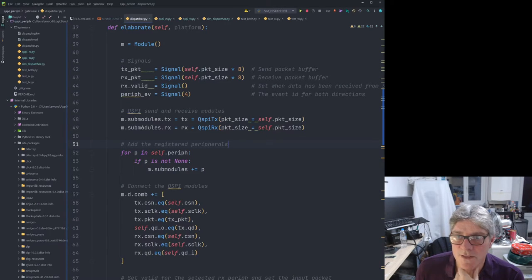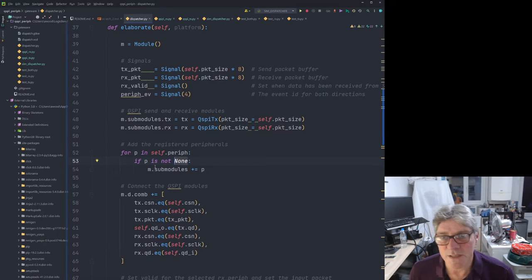Right, QSPI send and receive module. So we add those submodules in, the transmission module and the RX module. We add the registered peripheral. So we're now going to basically enumerate the peripherals. So P will enumerate however many peripherals there are. And assuming that it's not none, i.e. it's not empty, then it adds that to our submodules.